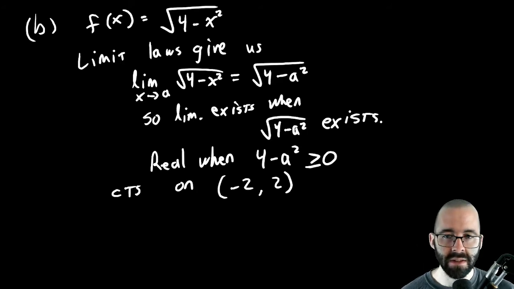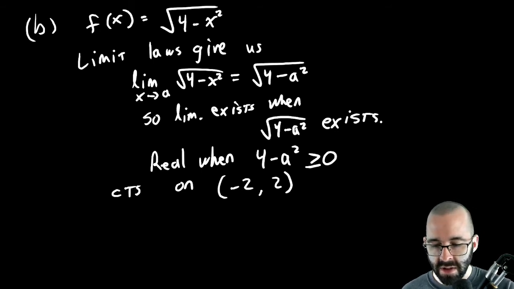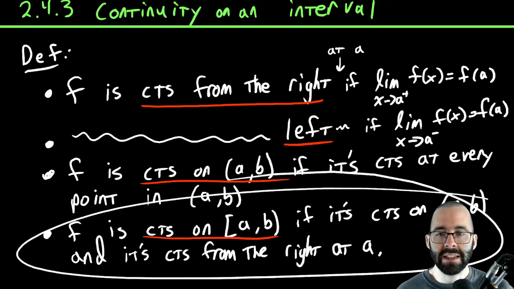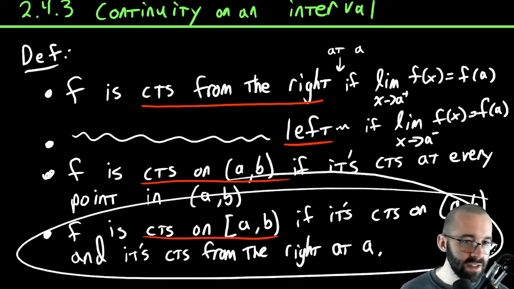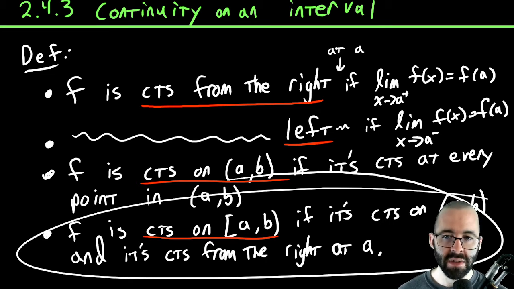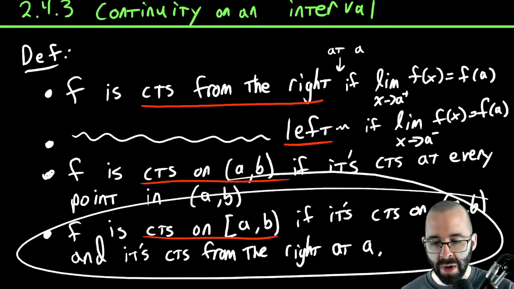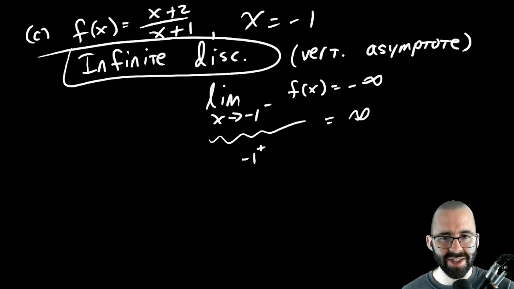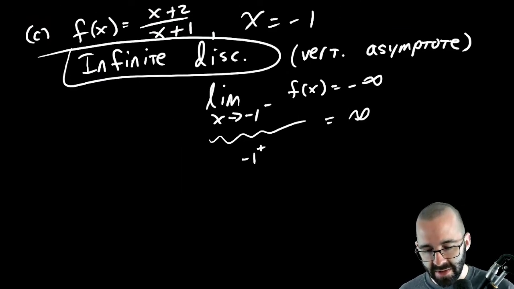We know this is continuous on that interval from the limit laws. So to see whether it's continuous on the closed interval, we have to utilize this part of the definition. It's continuous on the closed interval if it's continuous on the open interval, which we have, and it's continuous from the right of the left endpoint and from the left of the right endpoint.